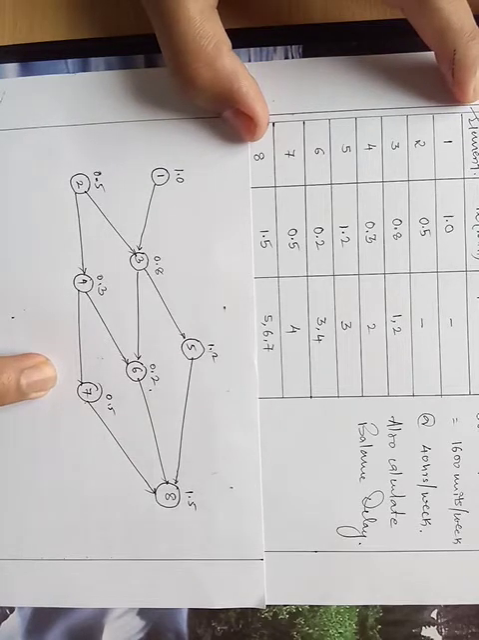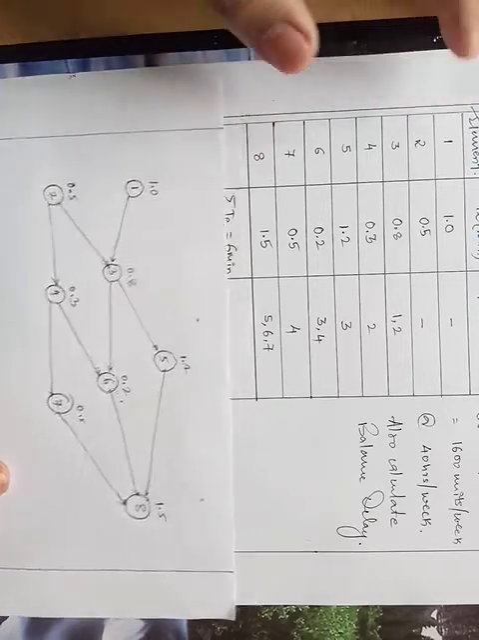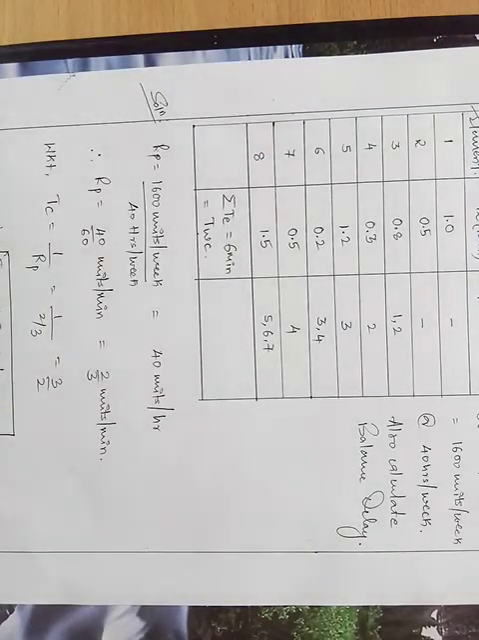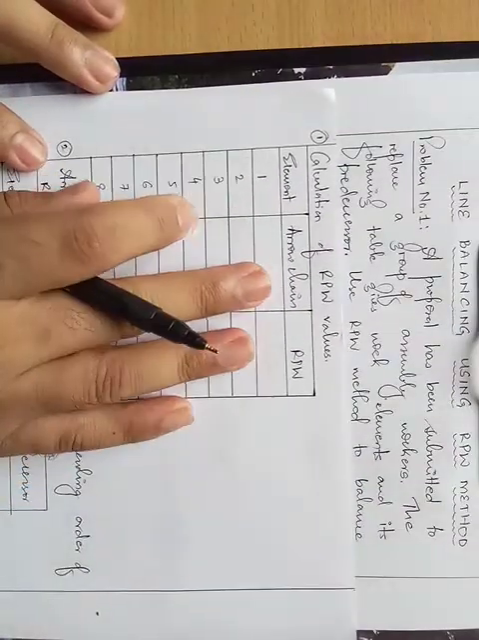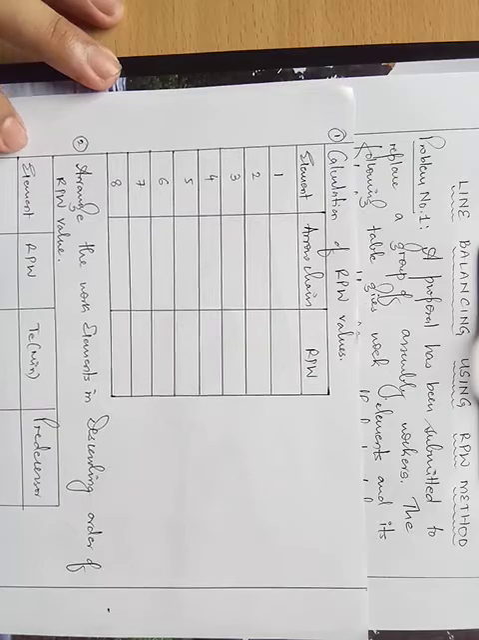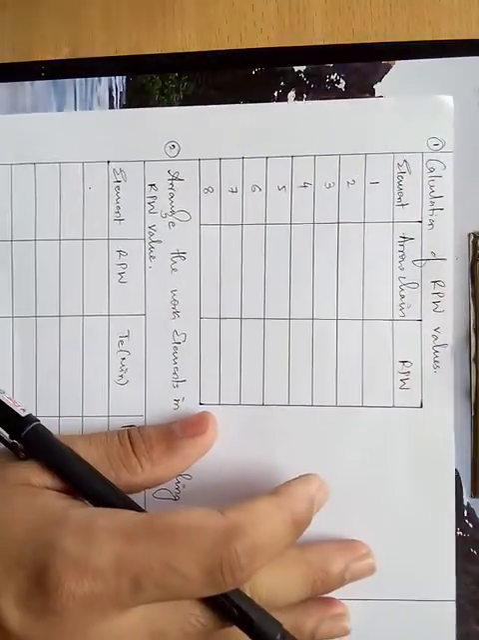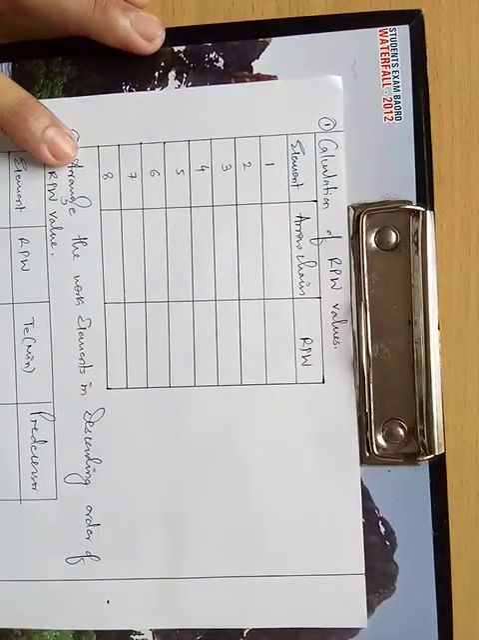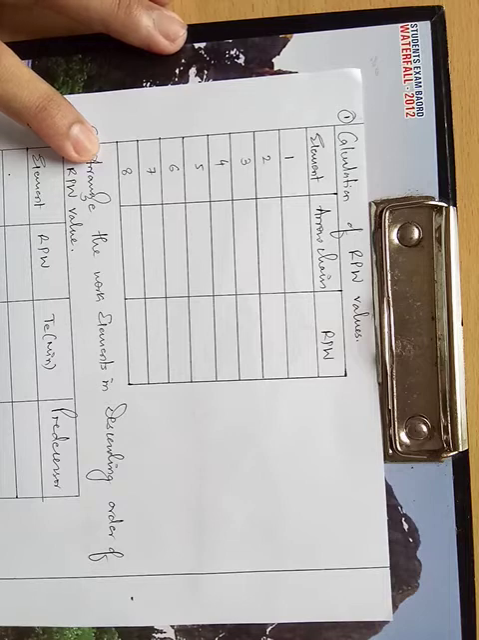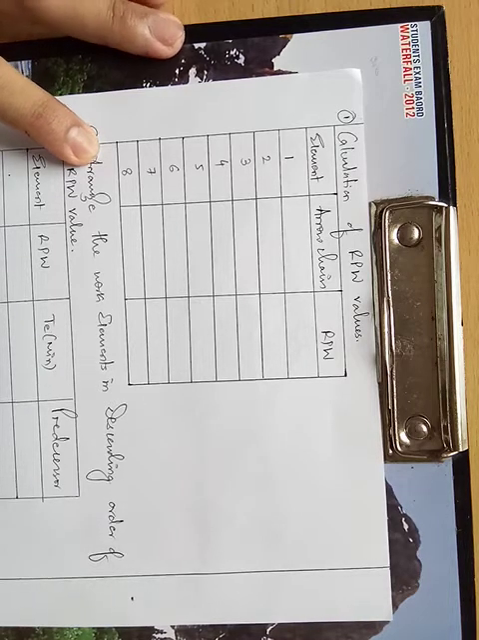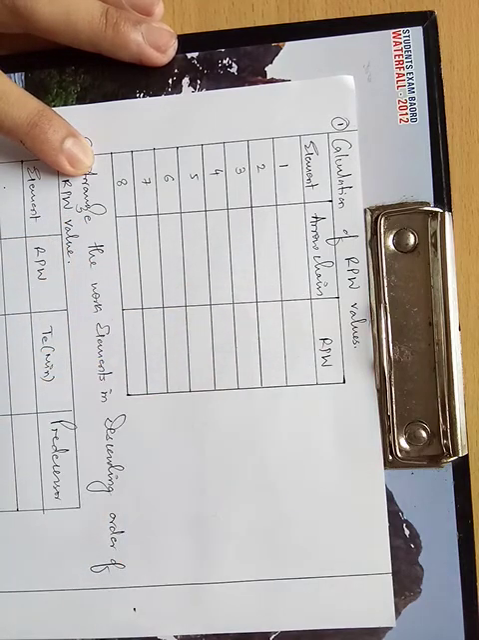So this should be my first step after calculating the cycle time. Now the second step is calculation of RPW values. RPW stands for ranked positional weight method, or ranked positional weight values. So I have written the arrow chain and RPW.